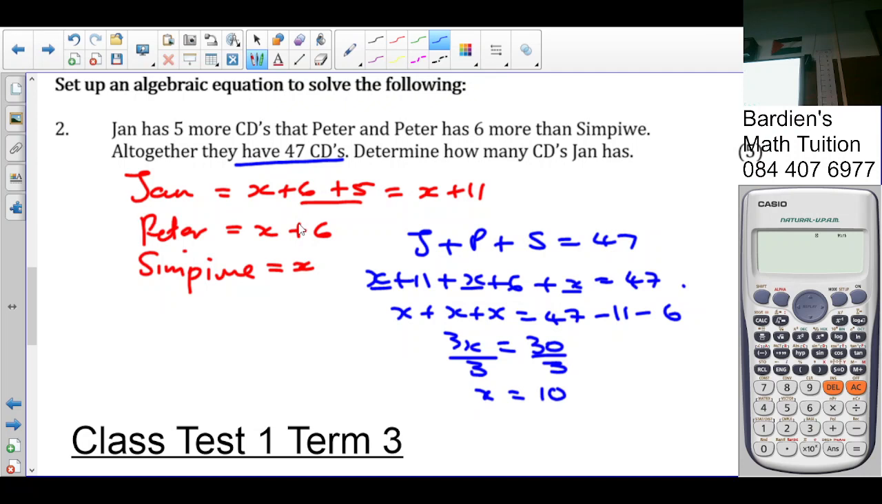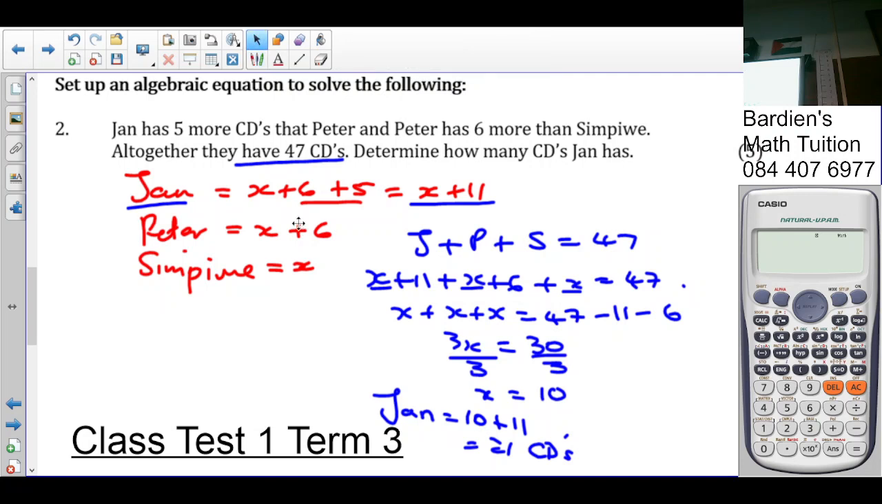But what's the question? How many series does Jan have? So Jan is x plus 11. So in other words, 10 plus 11 is going to give you 21 series. Okay. Give you a chance to write down what you need.